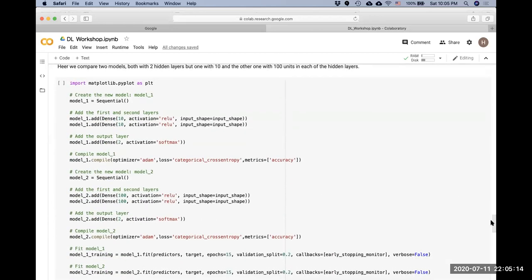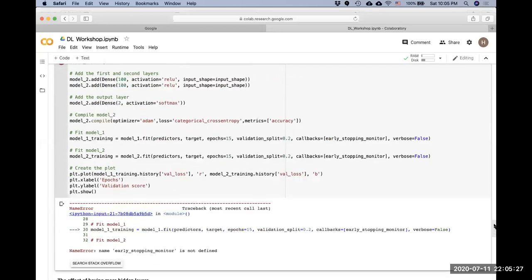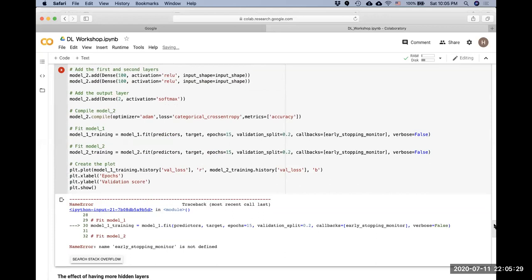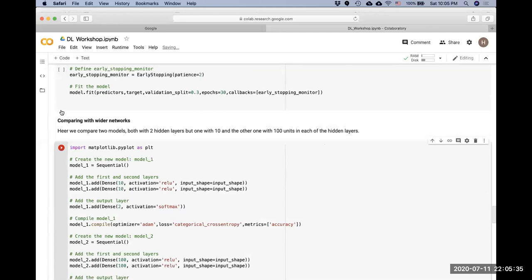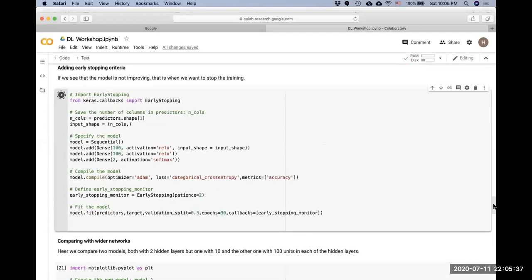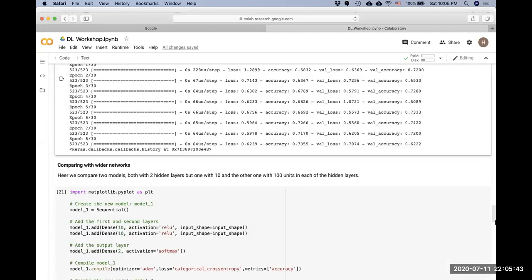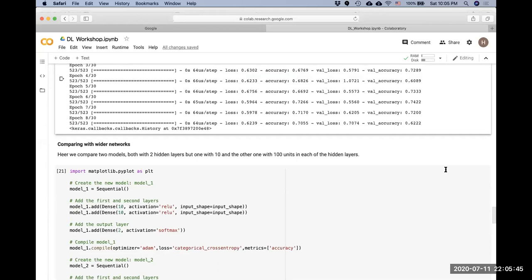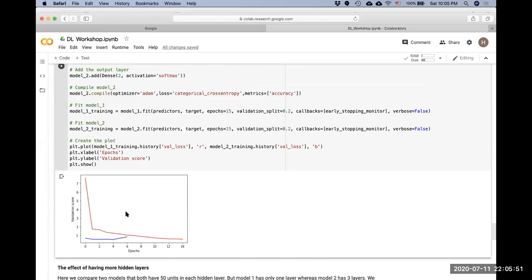And here I'm just comparing different networks. I will just quickly run it and show you. So here we try to compare two models, one with two hidden layers and one with 10. Okay, did we get an error? Because we need to run this first. Okay. And now I'm plotting how the two models are behaving.